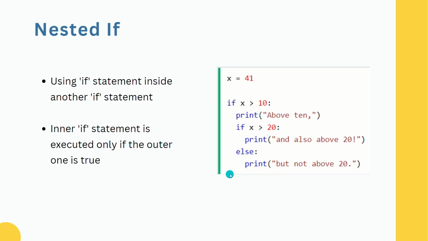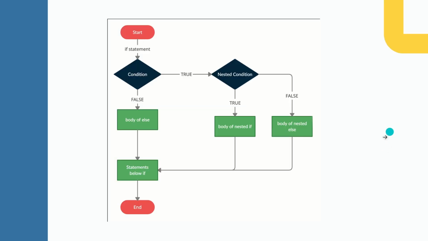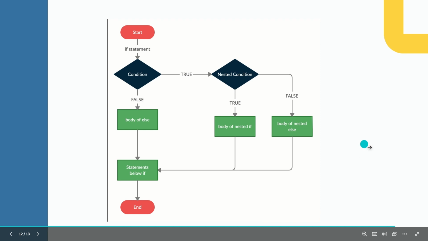In this case we have no else statement for the outer if condition, that is why it will continue with the program, and if there is no other line it will be terminated, and the statements below the if will be executed and the program will end.